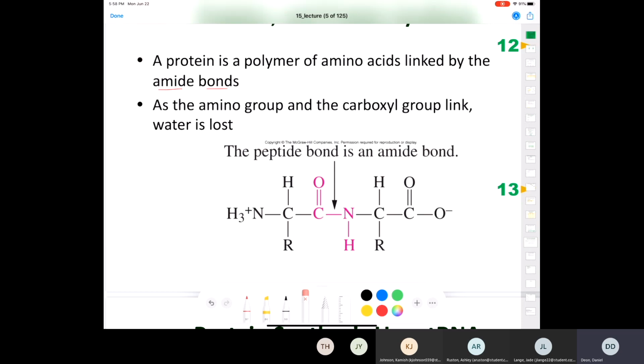People say polymers are dangerous, they're bad for the ocean. Well, I guess they are in some regard, but human beings are filled with polymers, because a protein or an enzyme is a polymer made up of amino acids put together by amide bonds. As the amino group and the carboxyl group come together or link, you end up losing a water molecule. So here's the peptide bond.